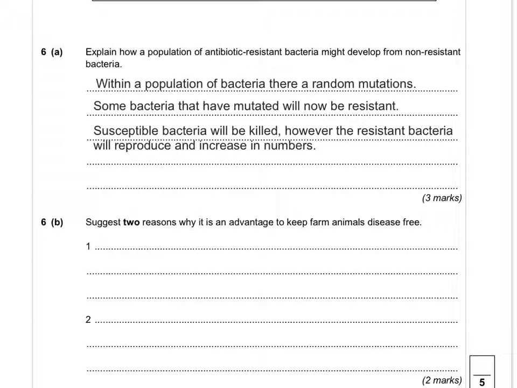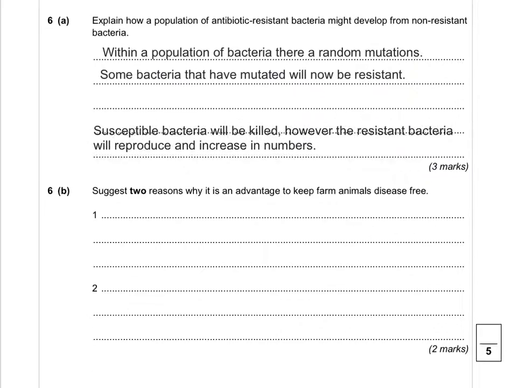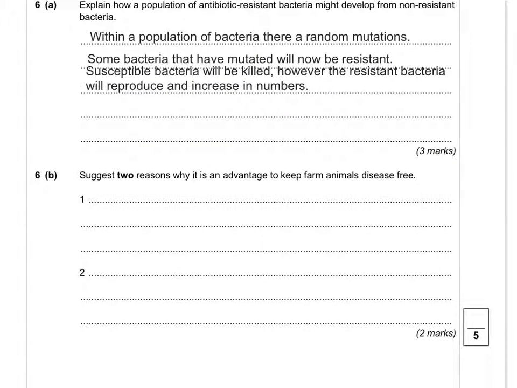Okay, so if we move on, we've got question 6B, and this one is saying, let's group these together so we can move them. Move that one up there as well. Suggest 2 reasons why it is an advantage to keep farm animals disease-free.